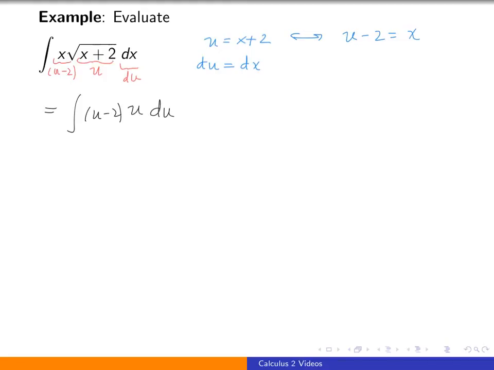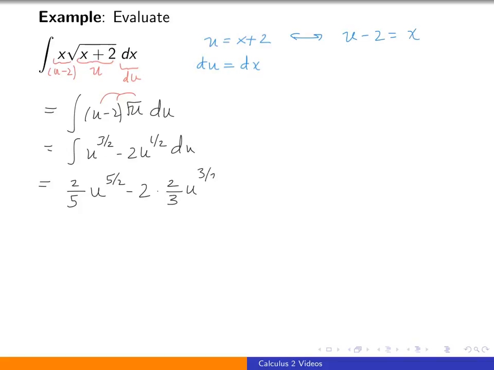And this really is our ideal position because we have everything in terms of powers of u. So what we can do is go ahead and take this square root of u, think of it as u to the 1/2, and distribute it through. So this becomes the indefinite integral u to the 3/2 minus 2u to the 1/2. And we can antidifferentiate each term individually. So 2/5 u to the 5/2 minus 2 times 2/3 u to the 3/2 plus c.